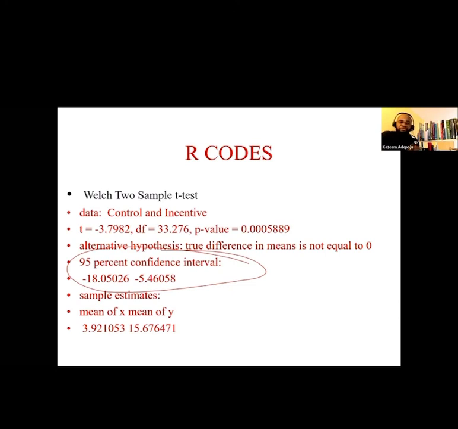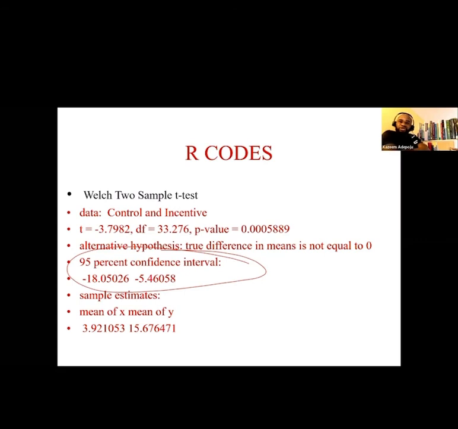So what can you talk about here? This is from negative to negative, which does not include zero. What can include zero is when you have from negative to positive. But right here, take a look at what I circled right now. You get minus 18.05026 to minus 5.46058. This does not include zero. And if a confidence interval does not include zero, then you're going to reject the null hypothesis.